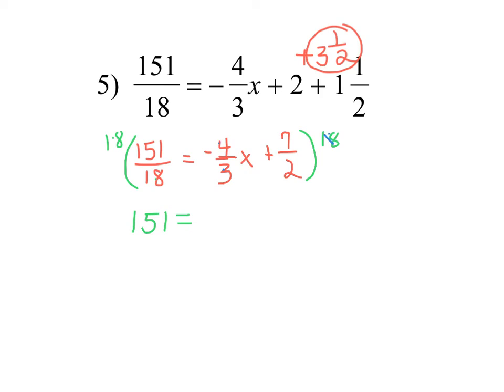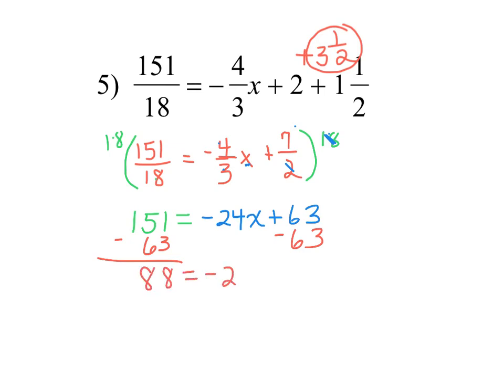on the other side here, 3 goes into 18 6 times, and 6 times negative 4 is negative 24. Be careful here that you write your variables in as well. There's an x with that 24. And then 7 goes into 18 9 times, and 9 times 7 is 63. All right, so we have some kind of ugly numbers here, but let's see where this takes us. If I subtract 63 from both sides, I get 88, I think, equals negative 24x.